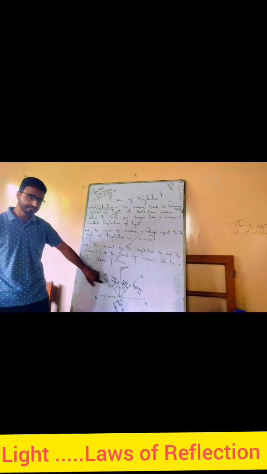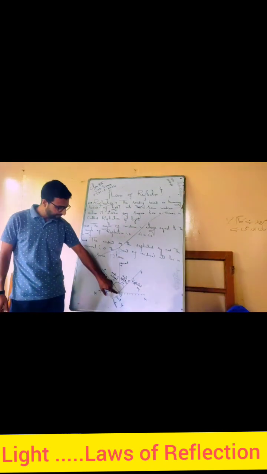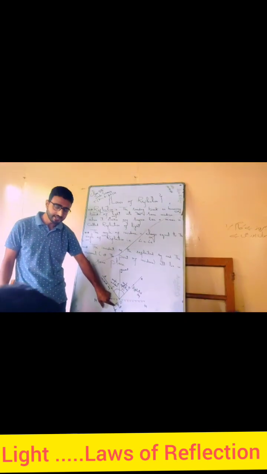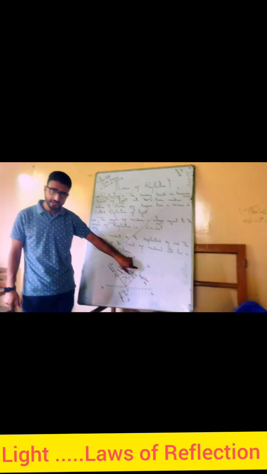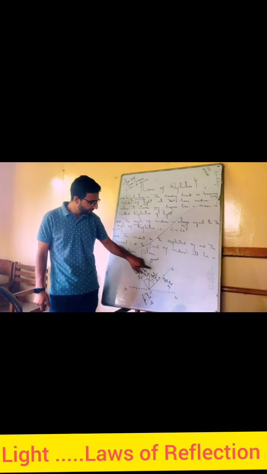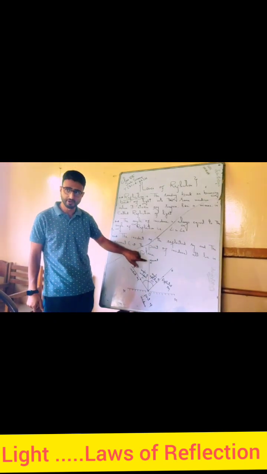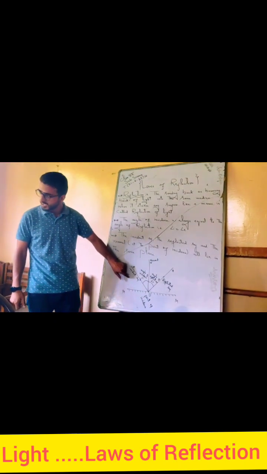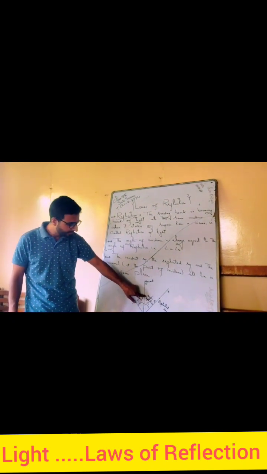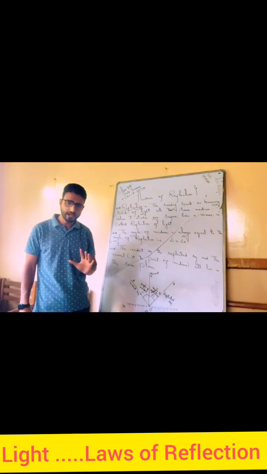The ray of light which strikes a plane mirror at any point, this ray is called the incident ray, and the point at which it strikes the plane mirror is called the point of incidence. The ray of light which is reflected back into the same medium is called the reflected ray, and if we draw a perpendicular at the point of incidence, that is called the normal. The angle which the incident ray makes with the normal is called the angle of incidence, and the angle which the reflected ray makes with the normal is called the angle of reflection.